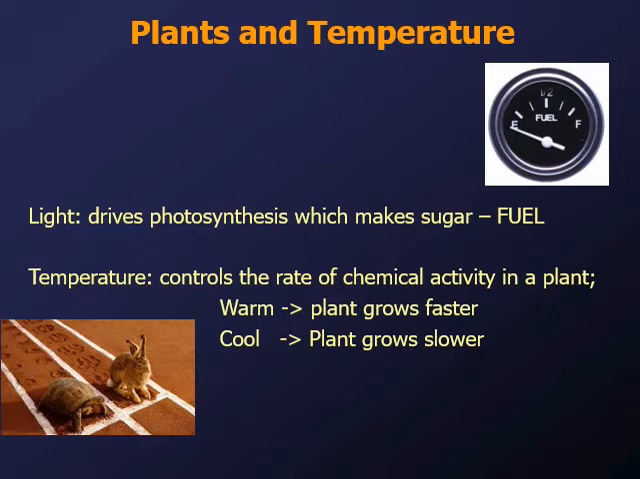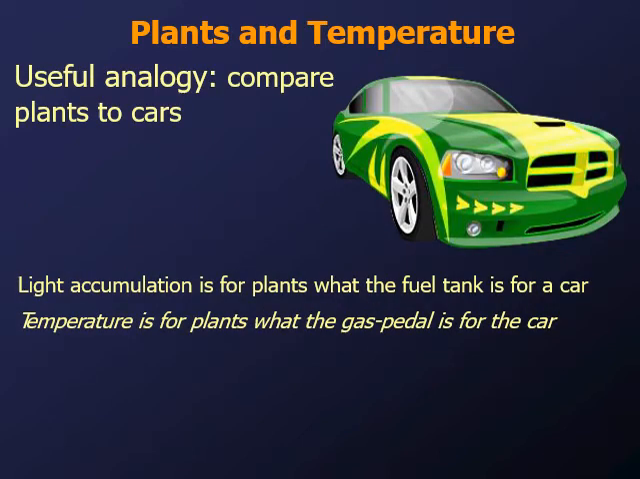Okay, so let's go through this lesson and hopefully make sense by the time we get to the end of it. So there's the analogy, a car, the idea of fuel in the tank, and you stand on the gas pedal when you want it to go faster. So temperature is the throttle, and light levels are our fuel supply.